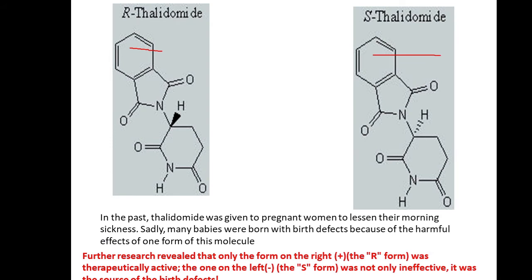The next example is thalidomide. This example we have already discussed. Thalidomide is a drug. In the past, thalidomide was given to pregnant women to lessen their morning sickness. In thalidomide also there exist a plus form and a minus form, but only the plus form is therapeutically active. The minus form is therapeutically inactive, and it also causes birth defects in newborn babies. So here also it is very essential to separate out the minus form of thalidomide from the thalidomide.